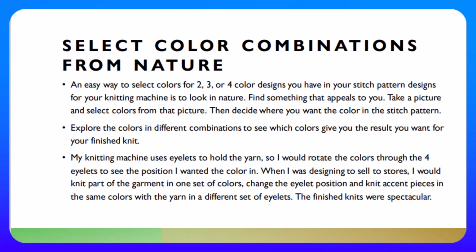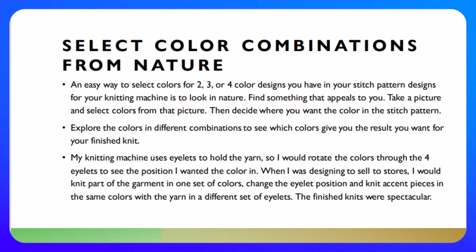An easy way to select colors for 2, 3, or 4 color designs you have on your stitch pattern design for your knitting machine is to look at nature, find something that appeals to you, take a picture, and select colors from that picture. Then decide where you want the color of that stitch pattern, or in that stitch pattern. Explore the colors in different combinations to see which colors give you the results you want for your finished knit.